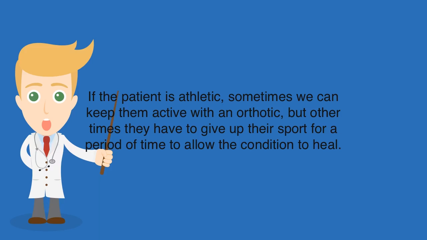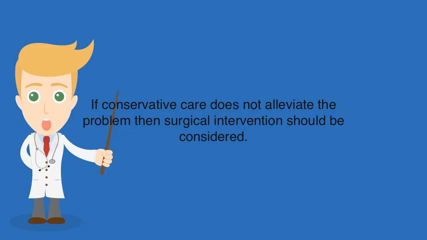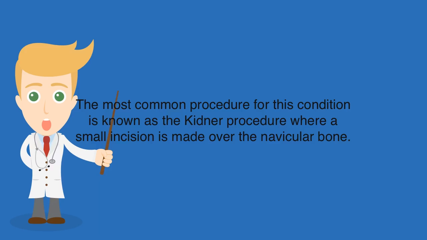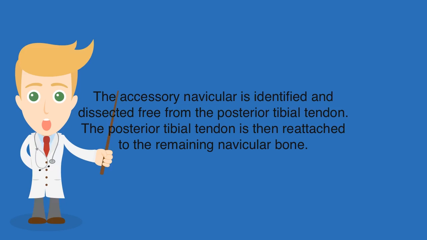If the patient is athletic, sometimes we can keep them active with an orthotic, but other times they have to give up their sport for a period of time to allow the condition to heal. If conservative care does not alleviate the problem, then surgical intervention should be considered. The most common procedure for this condition is known as the Kidner procedure, where a small incision is made over the navicular bone. The accessory navicular is identified and dissected free from the posterior tibial tendon. The posterior tibial tendon is then reattached to the remaining navicular bone.